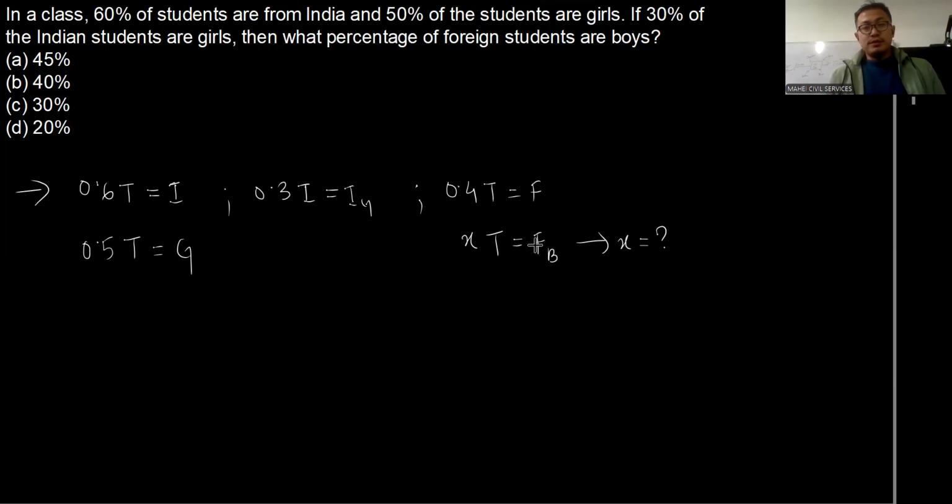So first I have to find T and FB. Then X is equal to FB by T. So first I have to find out FB and then I have to find out T. All right, fine.